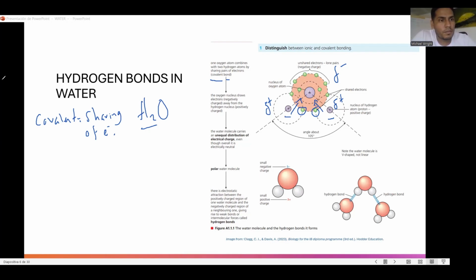But that was something to explain to you. Let's go back to the water. So the water molecule carries an unequal distribution of electrical charge, even though overall it is electrically neutral. That will become an imbalance.